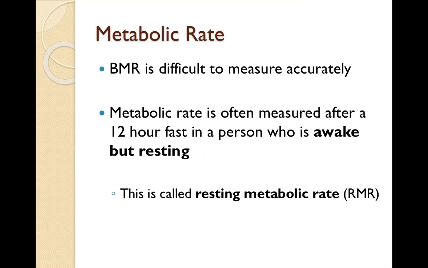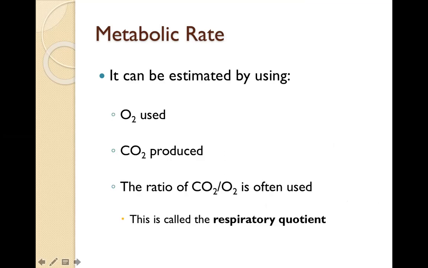It's really hard to measure accurately. So when we actually try to measure somebody's metabolic rate, we often measure it after a 12-hour fasting period in a person who's awake but resting. So no exercise, no stress. And after this 12-hour fast of being awake and resting, this is called the resting metabolic rate, or the RMR. And that's usually what would be measured in a person.